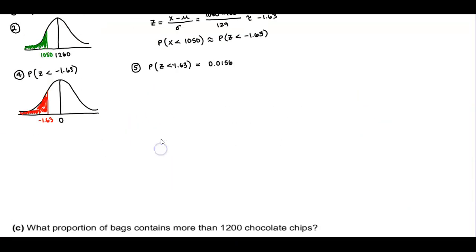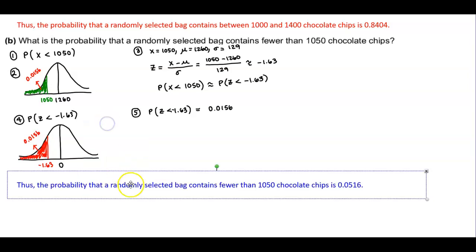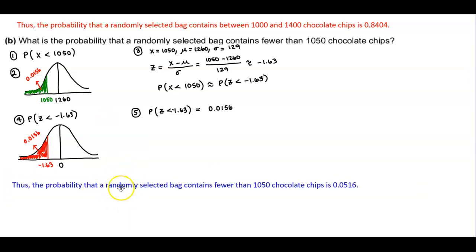So we can see here that the area that we get here is 0.0516. So that means that this area represents 0.0516, which means that this area is also 0.0516. So let's write the conclusion here. We can say that thus, the probability that the randomly selected bag contains fewer than 1,050 chocolate chips is 0.0516.